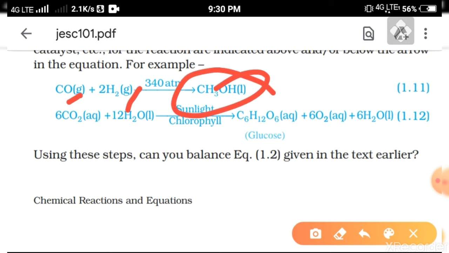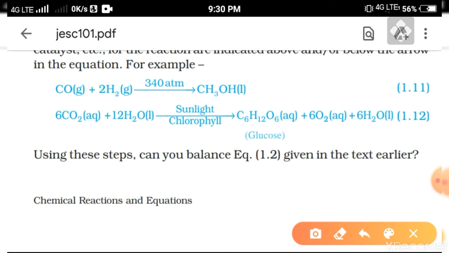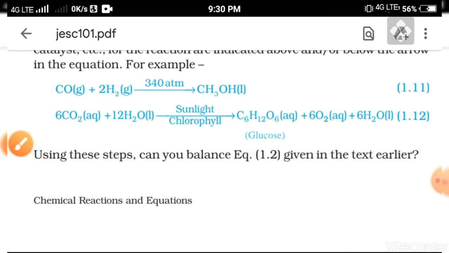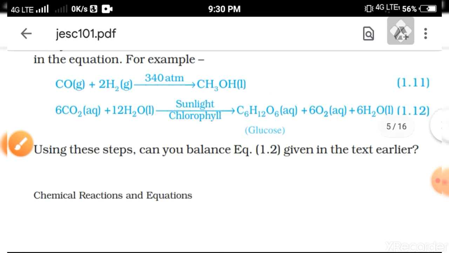After the formation of the product, this is the formation of what? Methanol. You know about ethanol and methanol. This is found in liquid form, alcohol. Understand? So what will we write in the case of the liquid form? In brackets, l. So you have to write (l) for liquid. Understand? So this is the way of recognizing their physical state.